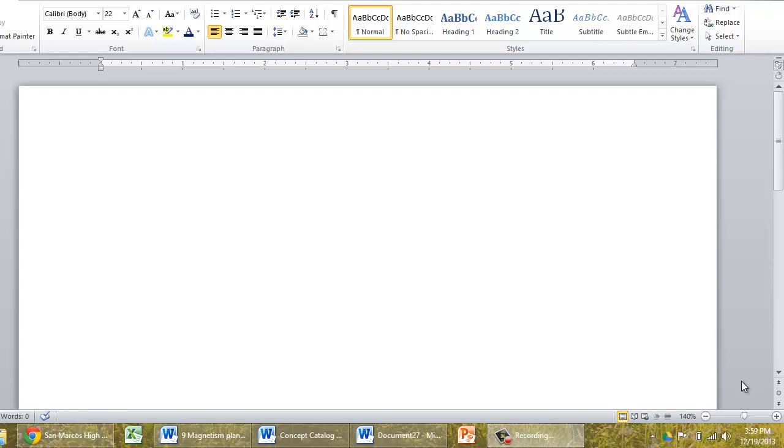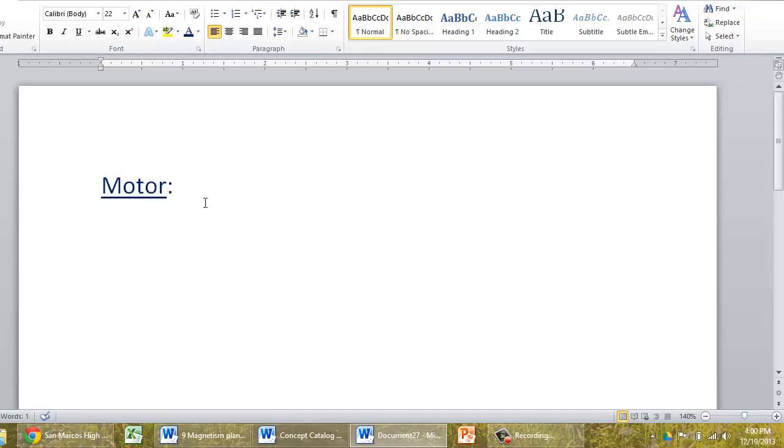All right, students, so today in class we saw how a motor can function as a generator and a generator can function as a motor. So there are energy conversions happening in both of those, and I'd like for us to summarize in your concept catalog. So have that out, have it ready, and let's define motor.